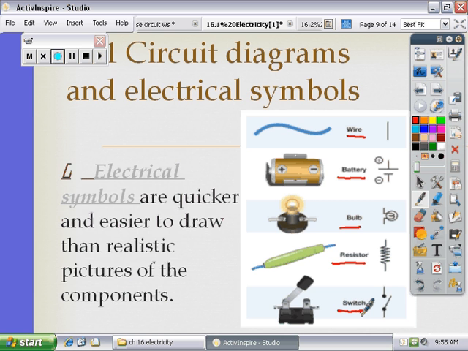What is a resistor? We're getting ahead of ourselves. We will talk about what resistors are.